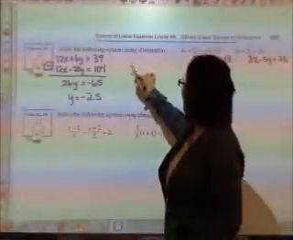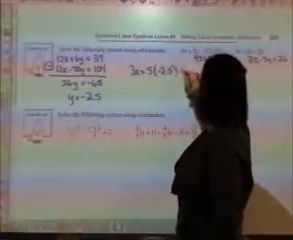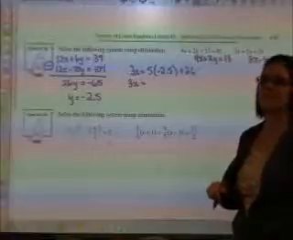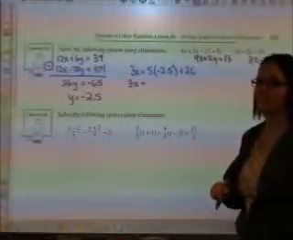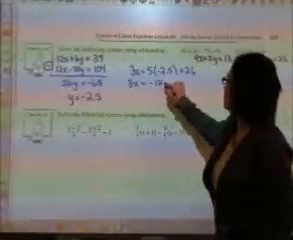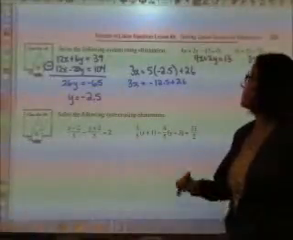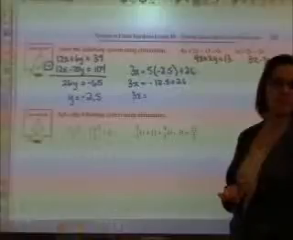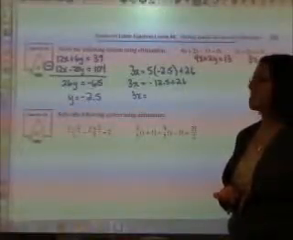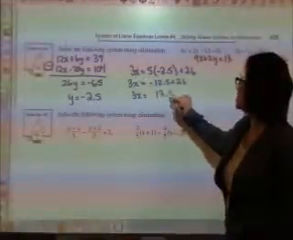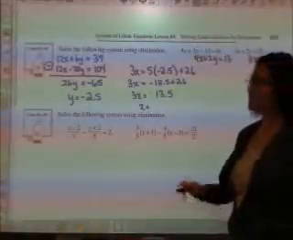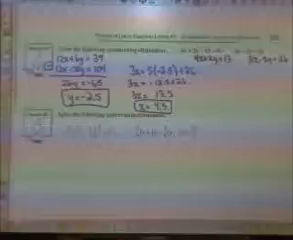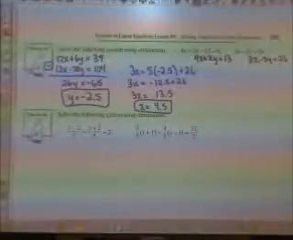If I pick the second one, I get 3x equals 5 times negative 2.5 plus 26. What is 5 times negative 2.5? Negative 12.5. And what's negative 12.5 plus 26? 13.5. And what's 13.5 divided by 3? And there's my solution. Okay.